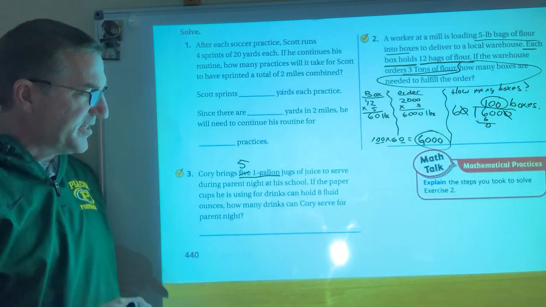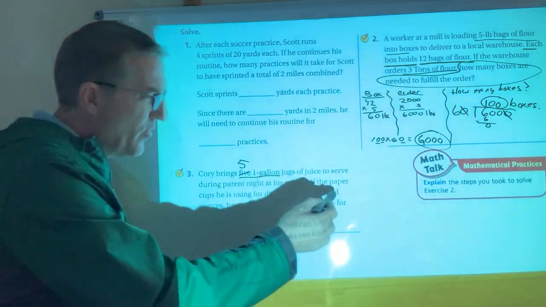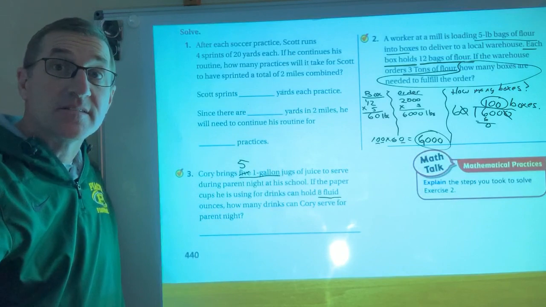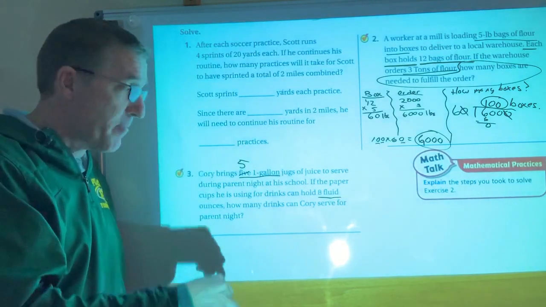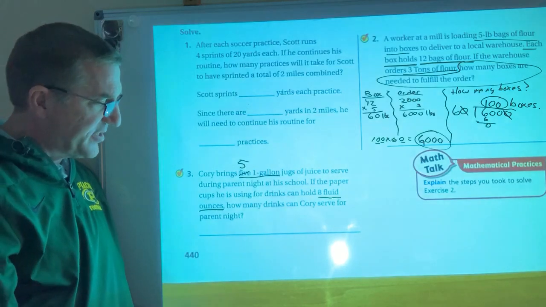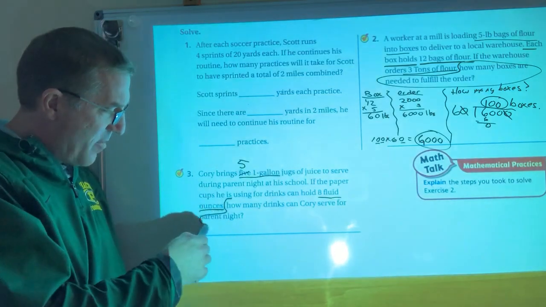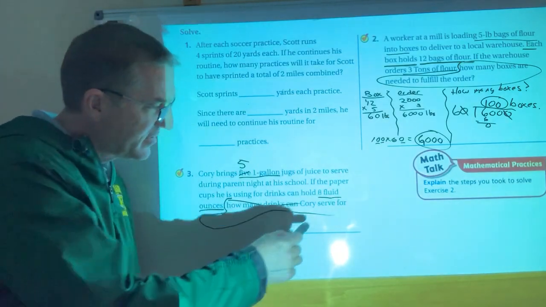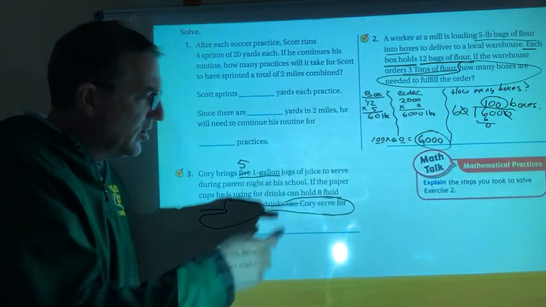If the paper cups he's using for drinks can hold 8 fluid ounces, so what am I converting between? Gallons and ounces, not pounds and ounces. Gallons and ounces is capacity. 8 fluid ounces. How many drinks can Corey serve? So that's my question. How many drinks can he serve if he serves 5 gallons in 8 ounce servings?